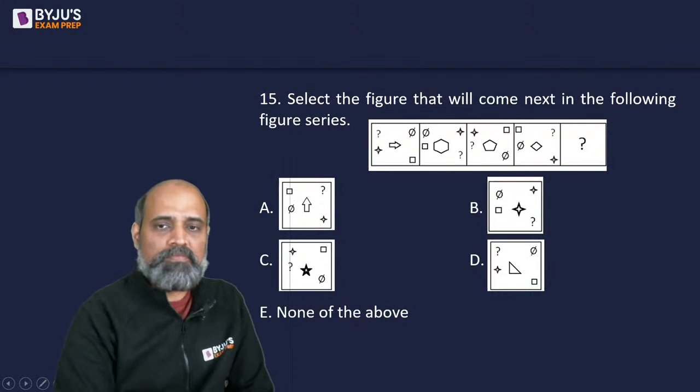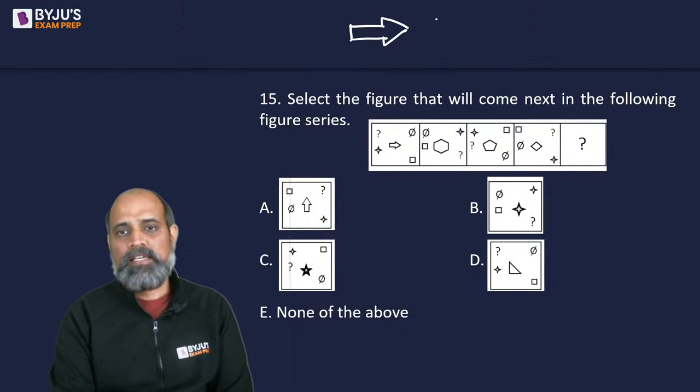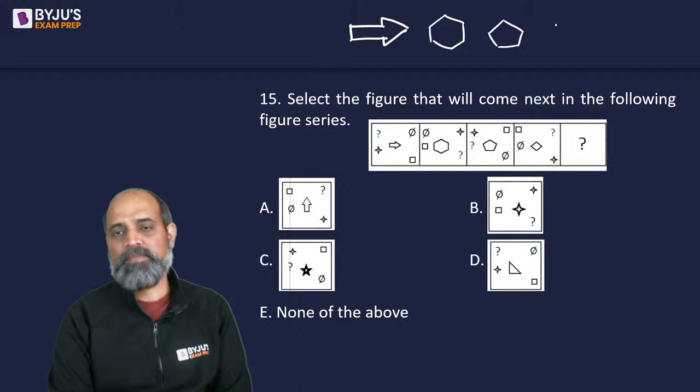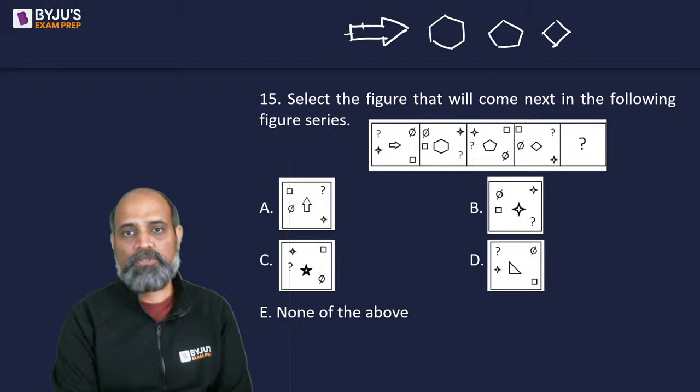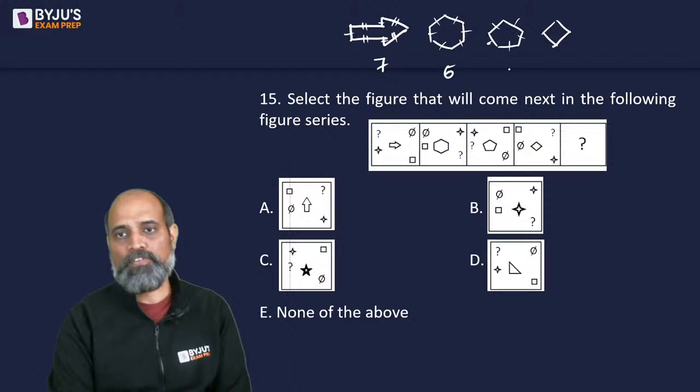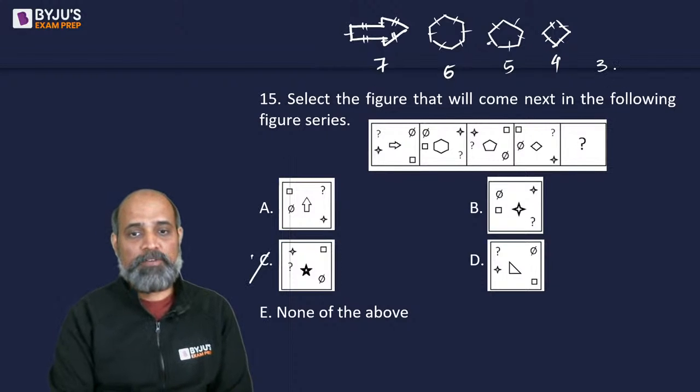So can you tell me, this arrow is made up of how many line segments? This hexagon is made up of how many line segments? This pentagon? This square? If you count, we have 7, then 6, 5, a 5-sided figure, a 4-sided figure. The next one should be a 3-sided figure. Among the 3-sided ones, Charlie, Bravo, Alpha don't come. It's going to be Delta or Echo.